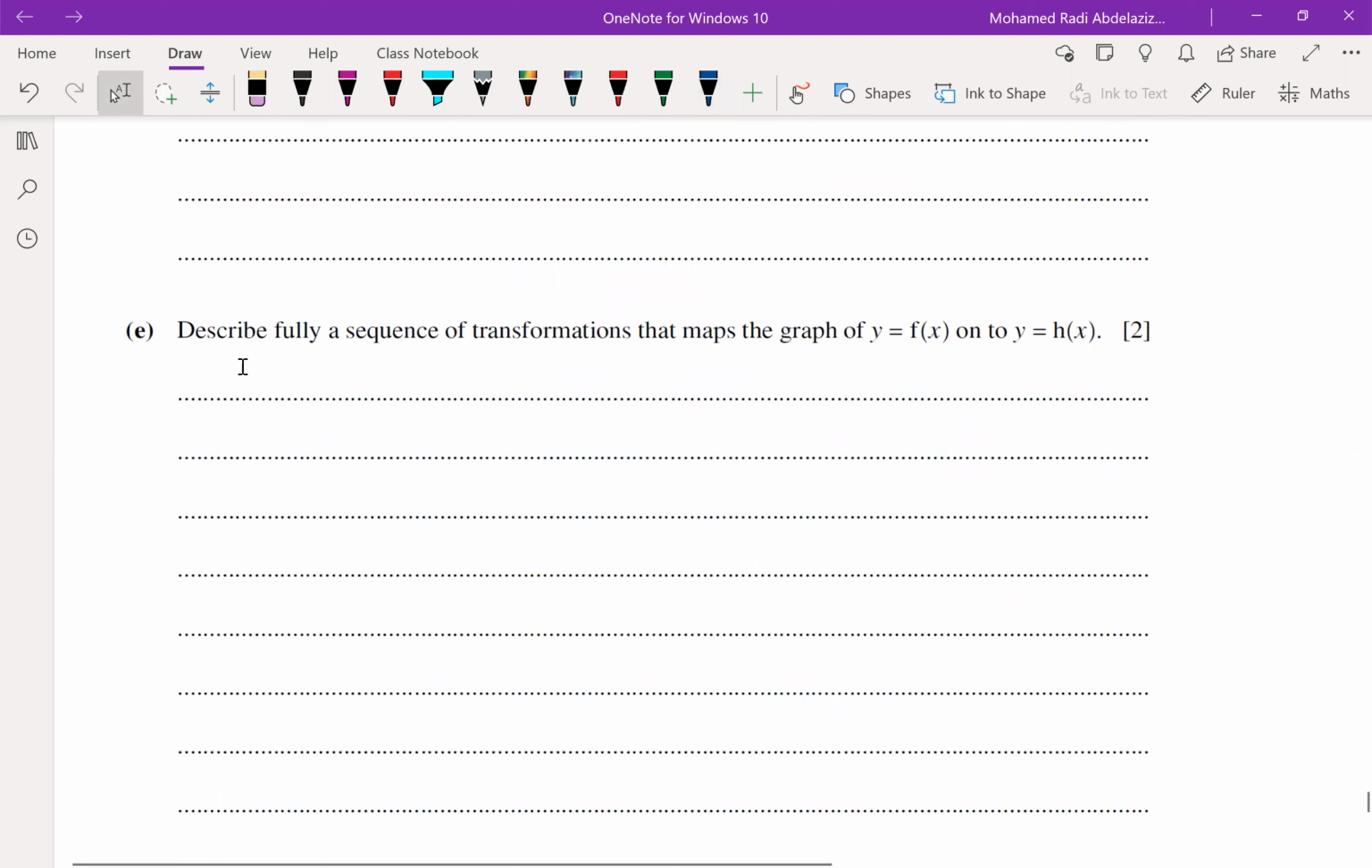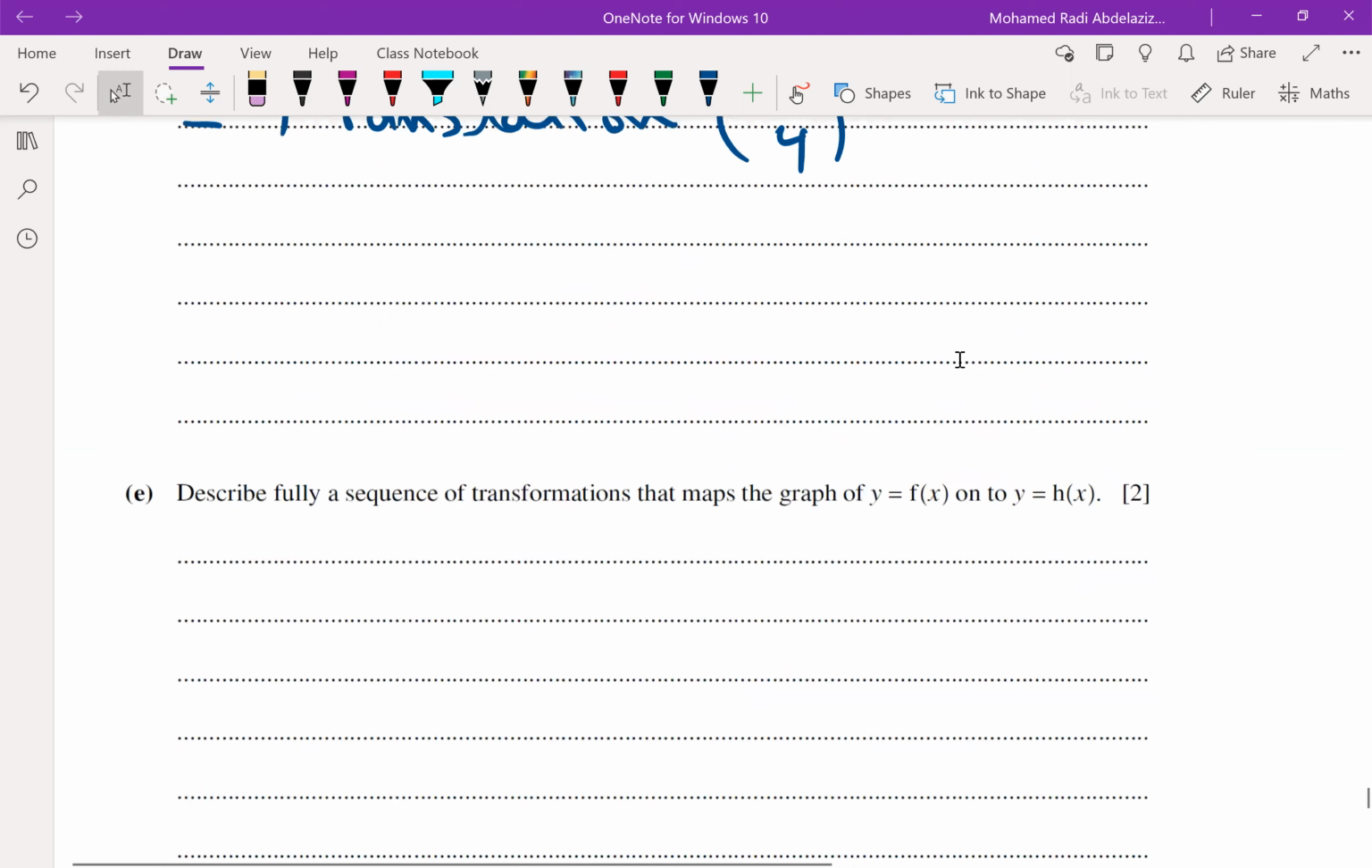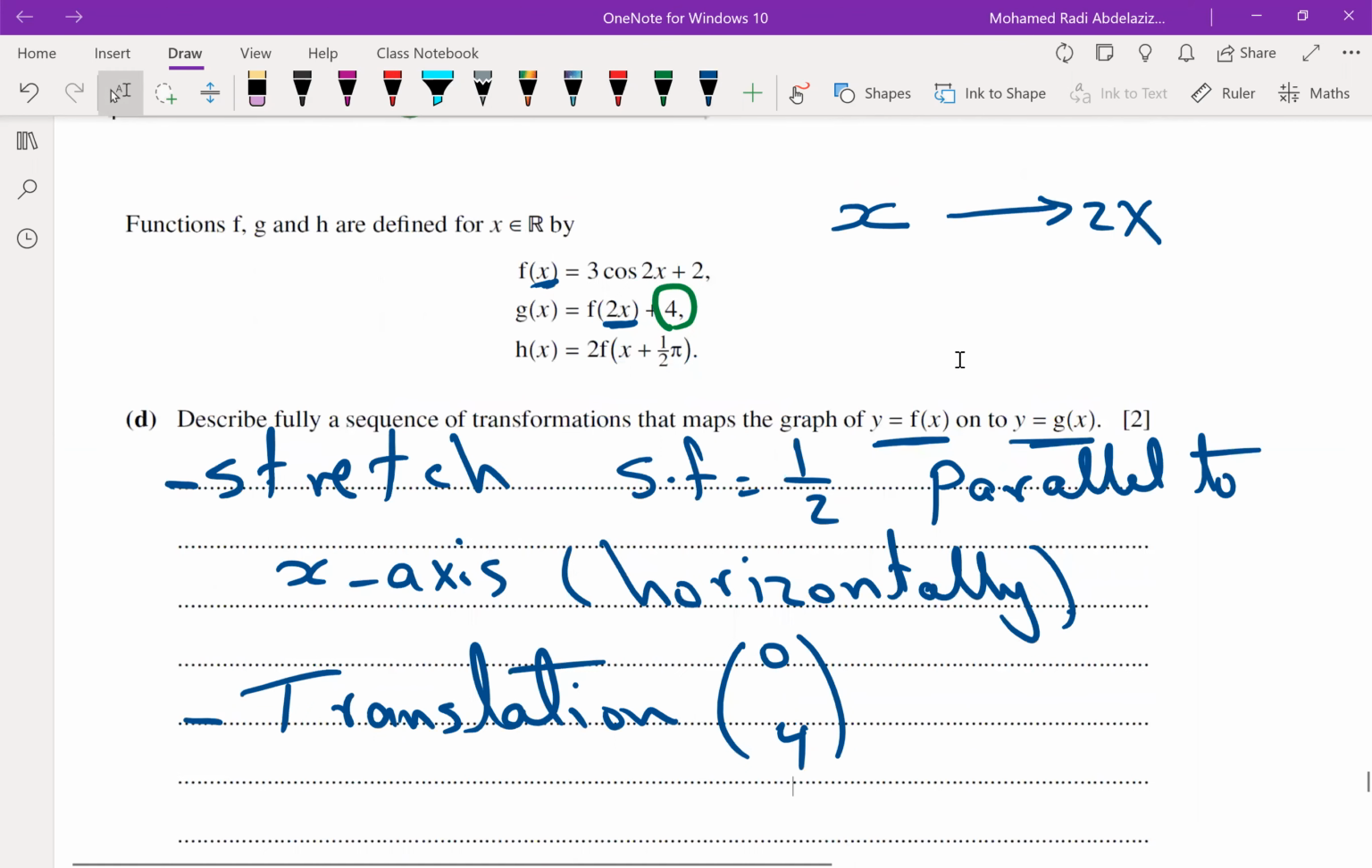Part E, describe fully a sequence of transformations that maps f to h. Now look at h. First, we change x to be x plus half pi. This is called what? Translation. But is this translation right or left? Left. Don't forget, for translation with x, we change the sign from positive to negative or from negative to positive. So this translation is with a vector what? Negative half pi and 0.